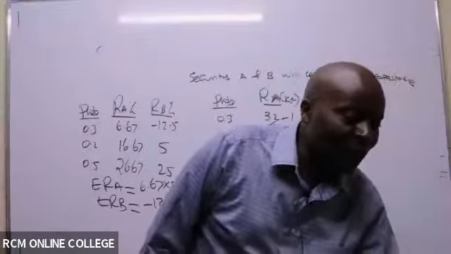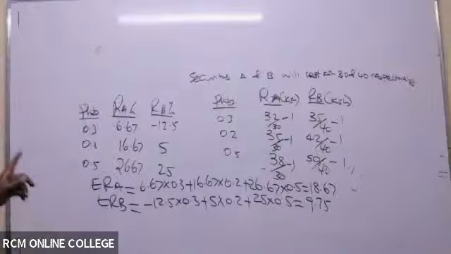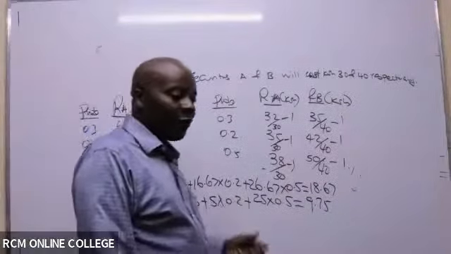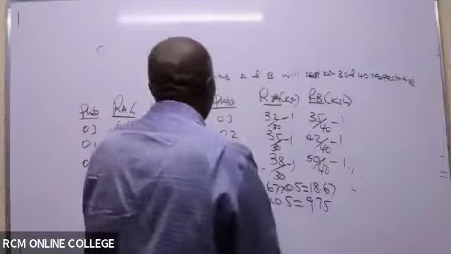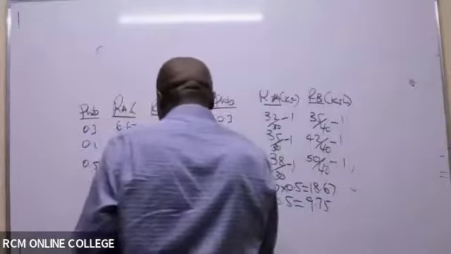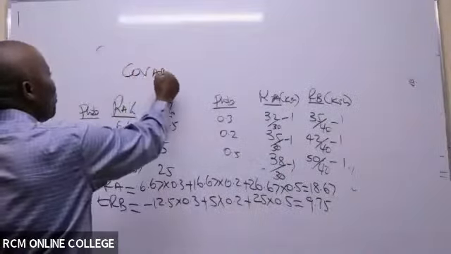So we are supposed to finish this quite fast. Now we have gotten here expected returns of A and expected returns of B. If you want me to correlate things, the very first thing that I will do is to calculate the covariance between A and B.